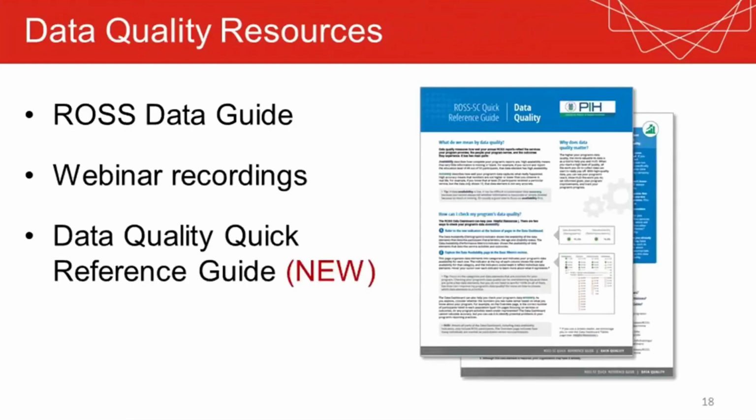So with that in mind, we would like to draw your attention to some ROS data quality resources that are available right now. First and foremost is the ROS Data Guide, which is available on HUD Exchange and is the first source of information about each and every data element in the ROS program. We also have recordings of the previous 2 webinars available on HUD Exchange, and the recording of this webinar will be made available shortly.